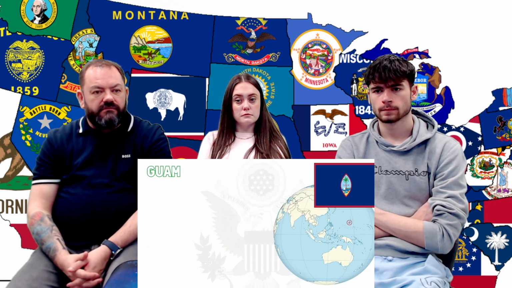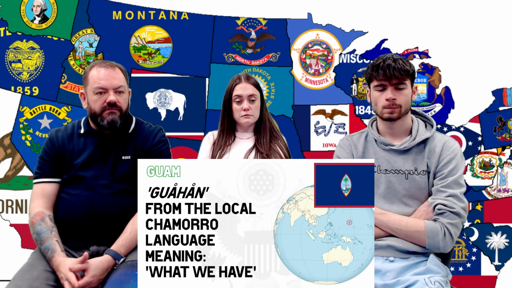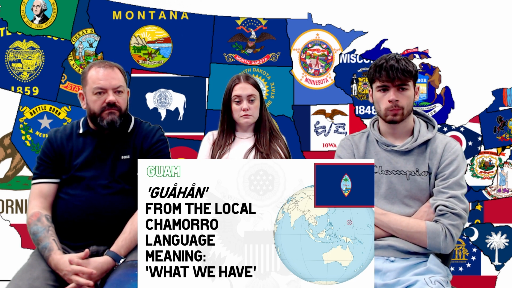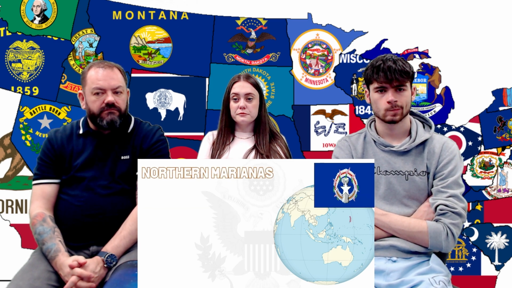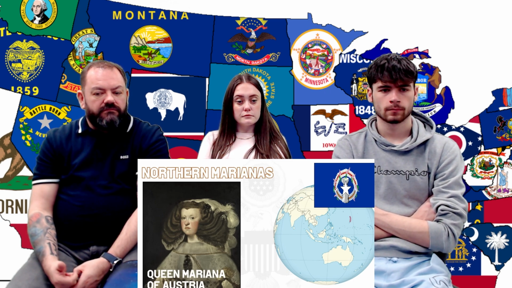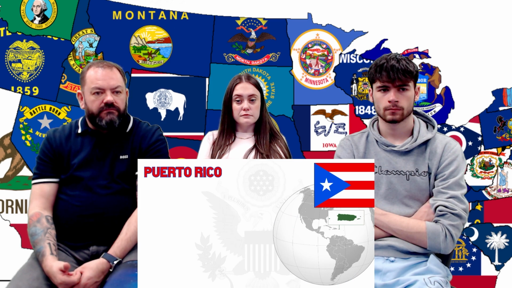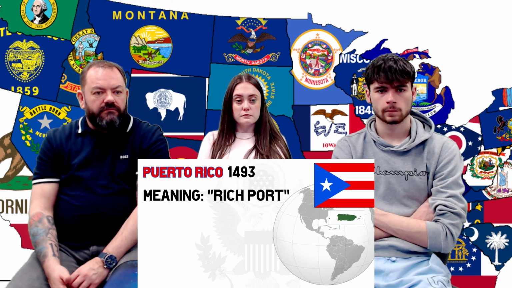Guam comes from the local Chamorro language, specifically the word Guahan, meaning what we have, a designation for the island first used in the Treaty of Paris of 1898. The Northern Mariana Islands were named by Spain in 1667 after Queen Mariana of Austria. Puerto Rico comes from the name the Spanish gave to the island in 1493, meaning rich port.